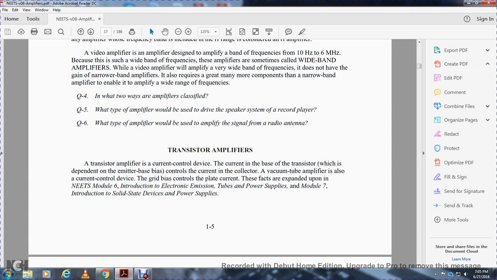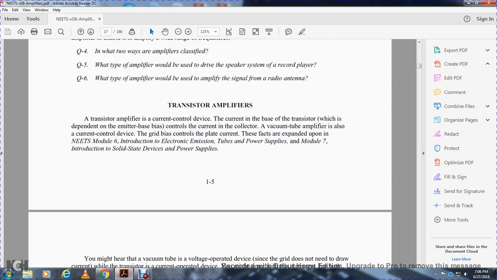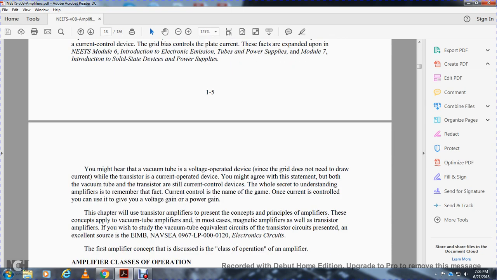Transistor amplifiers: the transistor amplifier is a current control device. The current in the base of the transistor, which is independent of the emitter base, controls the current in the collector. The vacuum tube amplifier is also a current control device; grid bias controls plate current. These facts are expanded upon in Neets Module 6, Introduction to Electronic Emission, Tubes, and Power Supplies, and Module 7, Introduction to Solid-State Devices and Power Supplies. You might hear that the vacuum tube is a voltage-operated device since the grid does not need to draw current, while the transistor is current operated. Both statements must be agreed with. Both the vacuum tube and the transistor are still current control devices.